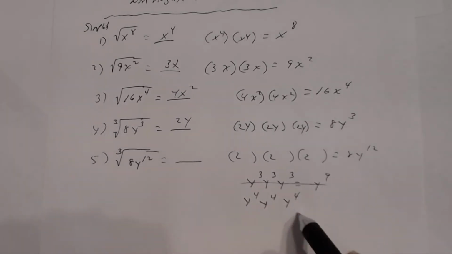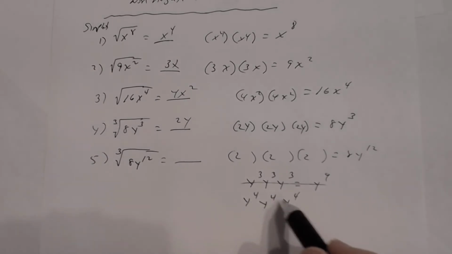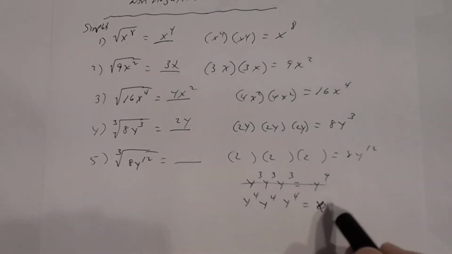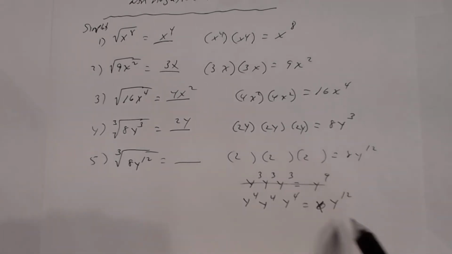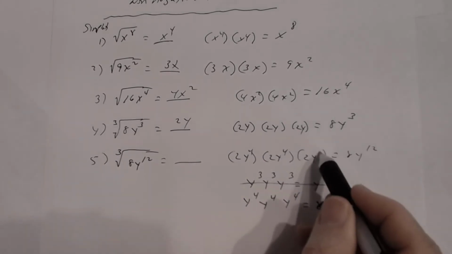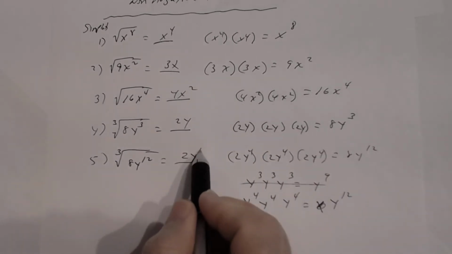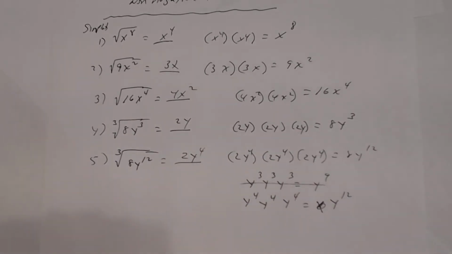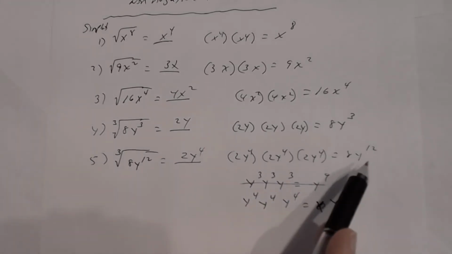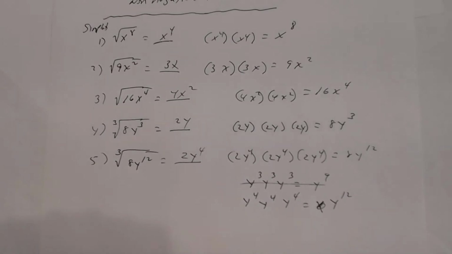You remember when you multiply like bases, you add exponents. 4 plus 4 plus 4 is 12. And so that's your answer. So we're going to get 2y to the 4th. See what I'm doing? And so that goes here, 2y to the 4th. Okay? So 2y to the 4th times itself 3 times will be 8y to the 12th, will be the radicand.